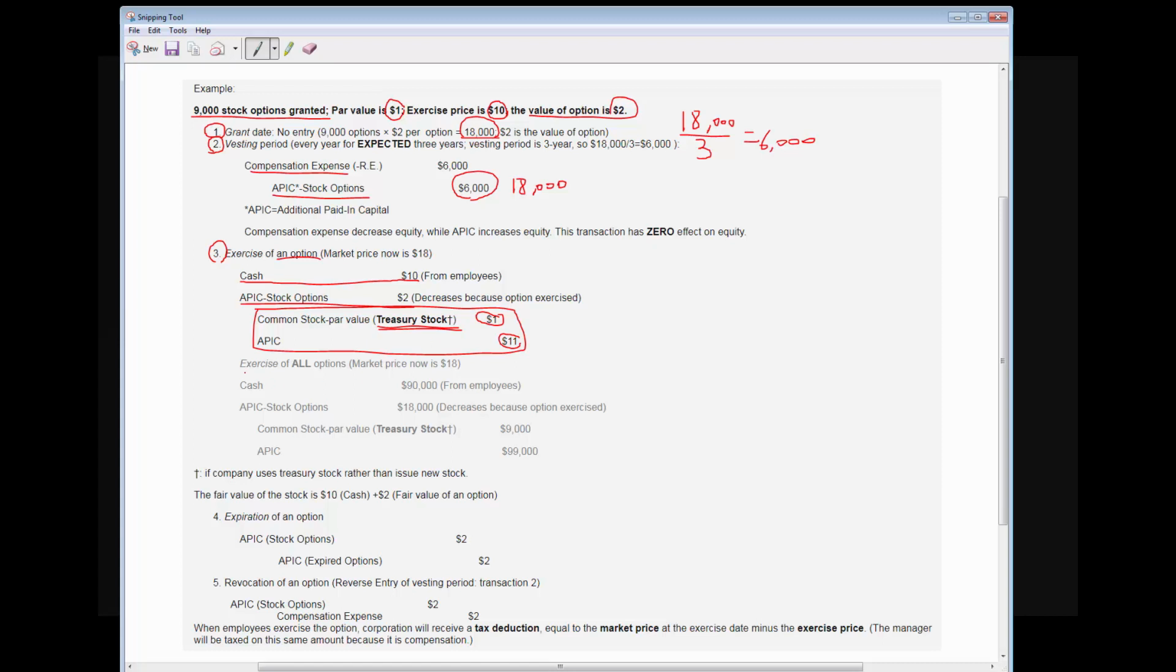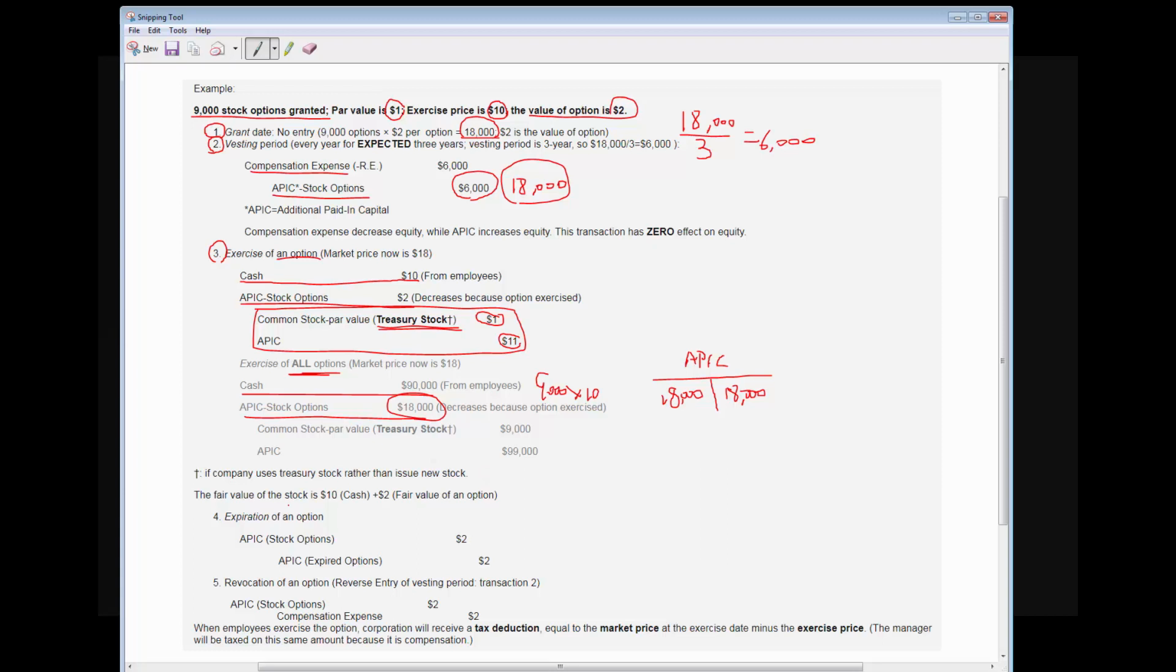And if I assume all the stock options will be exercised, okay, so the cash received will be 9,000 multiplied by the $10 for each share. So the company will receive $90,000 from employees, and also at this time the total 18,000 of stock options will be debited. Okay, remember here. So if we debit additional paid-in capital stock option, right now the APIC stock option account, originally it has 18,000. Now it is debited 18,000. Okay, so that will be 0. That means all the options granted have been exercised. Okay, so these are the 3 journal entries for the stock option.